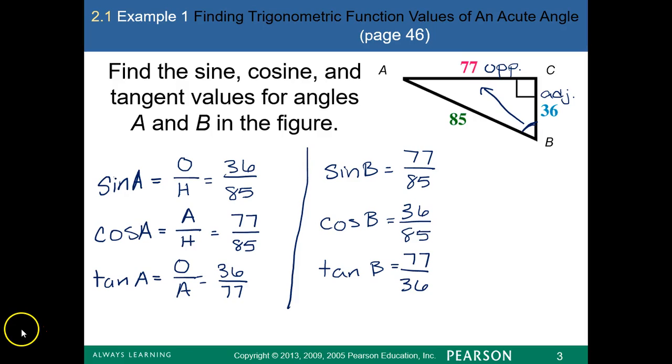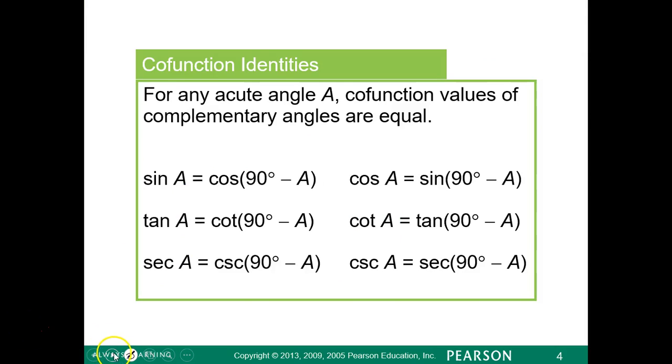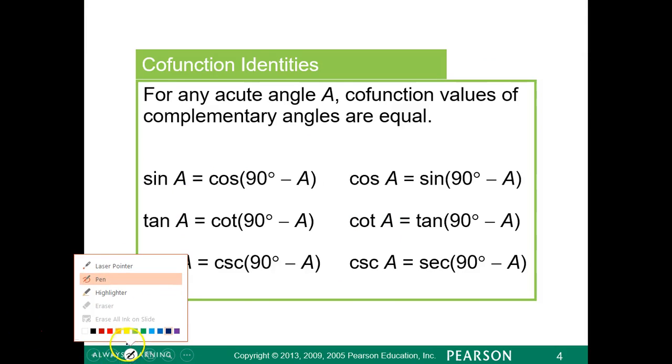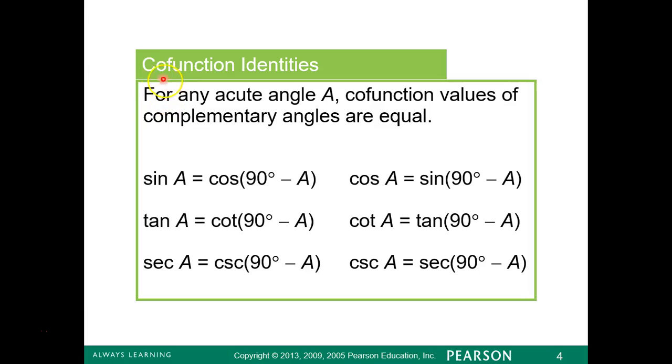Okay, let's look at some more examples. Before we get started on this next example, it deals with these identities that I'm showing you. These are called cofunction identities, and you will be able to write this on your note card, so don't forget to write these all down. All right, so let's look at this.